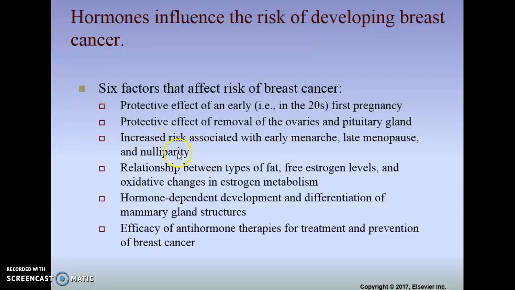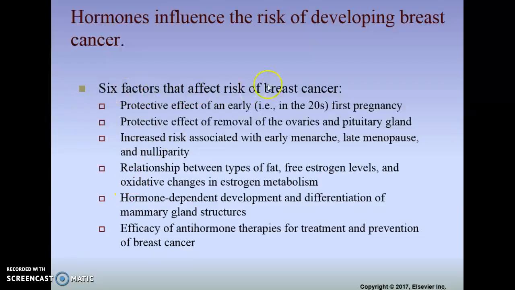Increased risk associated with early menarche, late menopause, nulliparity, and your discussion forum this week talks about that early menarche and the late menopause. So the length a woman is actively having menstrual cycles, having that normal production of hormone, is actually problematic because there's a longer time frame in which the body's tissues are receiving signals from those hormones.